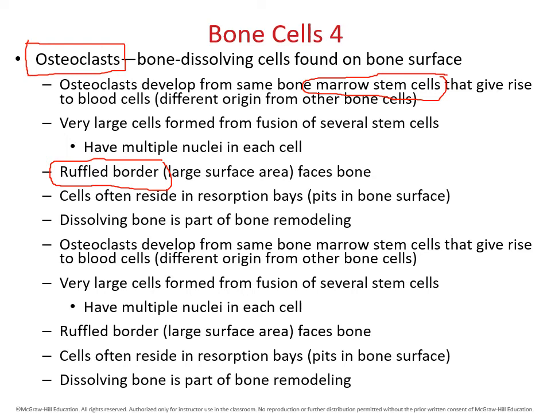Now, oftentimes what we see happening is that your osteoblast cells will work together in conjunction with your osteoclast cells. So one will build while the other will dissolve. It all depends on the level of bone remodeling as well as the thickness and the health of the bone that we are looking at.